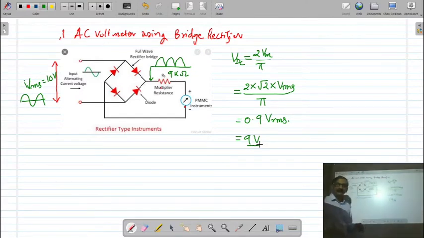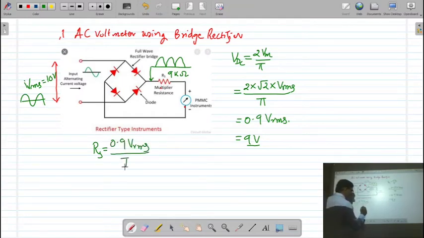In half wave rectifier, it was indicating only 4.5 volt. But now due to the bridge rectifier, the DC voltage is double. So here the double deflection you can see on the voltmeter. So here the sensitivity is slightly increasing. Instead of 0.45, now it is 0.9. So here we can modify this formula for the RS. Then it is written as RS is equal to 0.9 into Vrms divided by IFSD minus Rm.